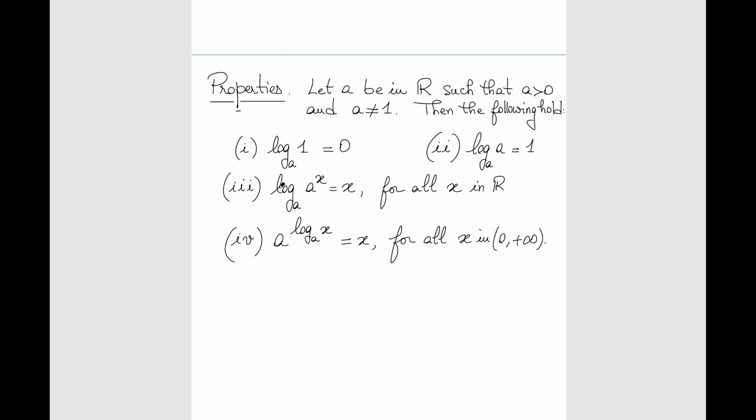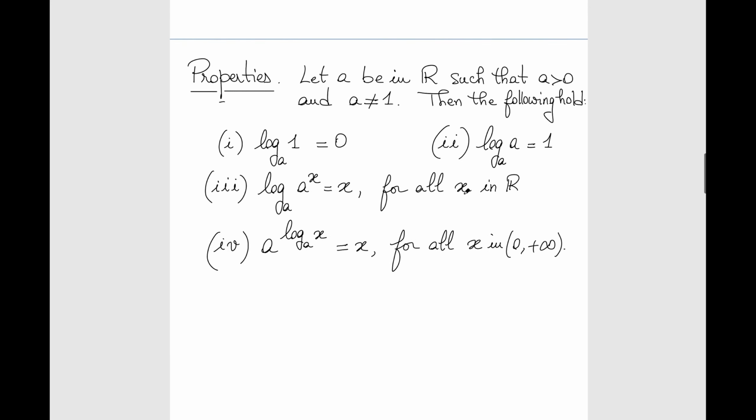Look, property 3 holds for any real number x, right? For any real number x. So no matter what x you choose, this is always gonna be true. If you choose x to be 1, well, this is gonna be log base a of a to power 1, right? And what's a to power 1? It's a, right? So you're gonna get this side is equal to that guy, 1, right? So property 2 is implied by property 3. So property 2 is not something that's not known if you just have 3 by itself, right? Okay, it's a specialized case of property 3, namely when x is 1.